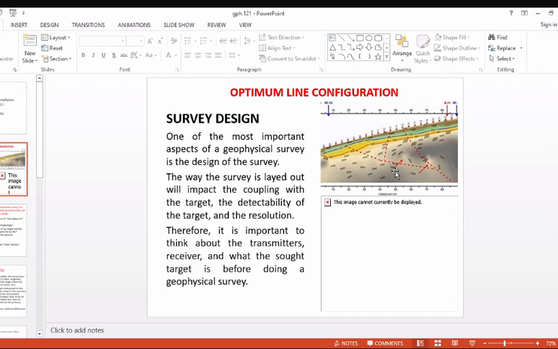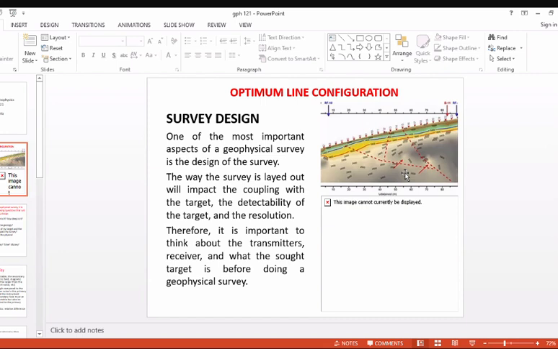And if you look at the image on the right, that is a typical example of when we know the purpose or the aim why we want to carry out a survey. We are going to design the survey in such a manner that what we want to get from the subsurface, we obtain optimum or adequate information about it.